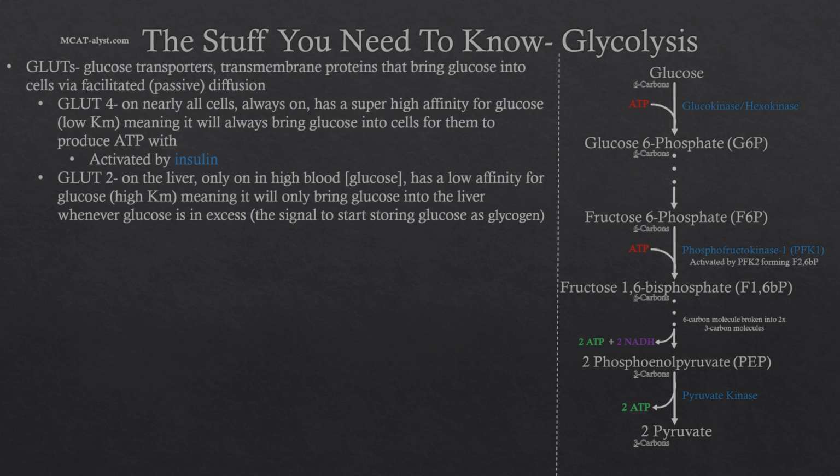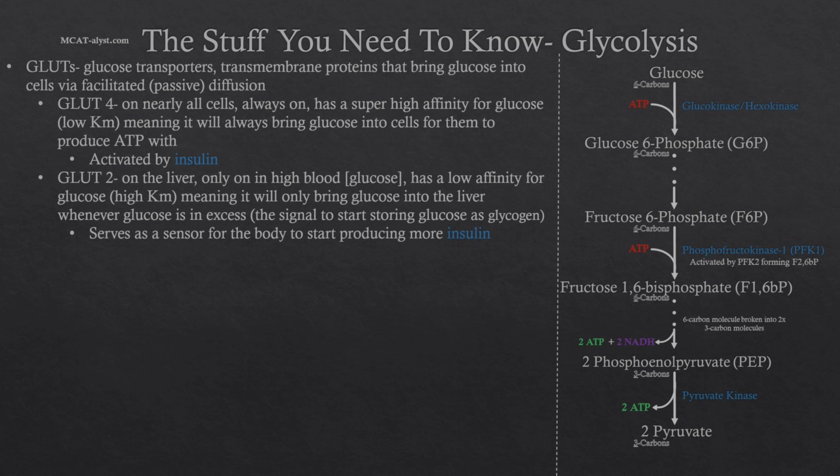GLUT2, on the other hand, on the MCAT, it only shows up on the liver. And it's only going to be turned on whenever we have high blood glucose concentrations. The reason for this is it's only going to be bringing glucose into the liver with the purposes of storing excess glucose. If we have a ton of glucose in the blood, that means it's in excess. GLUT2 is going to be turned on. It's going to pull glucose into the liver and start storing it as glycogen. So because of that, we say that it has a low affinity for glucose. This is a high Michaelis constant, and it's only going to be operational whenever blood glucose concentrations are high.